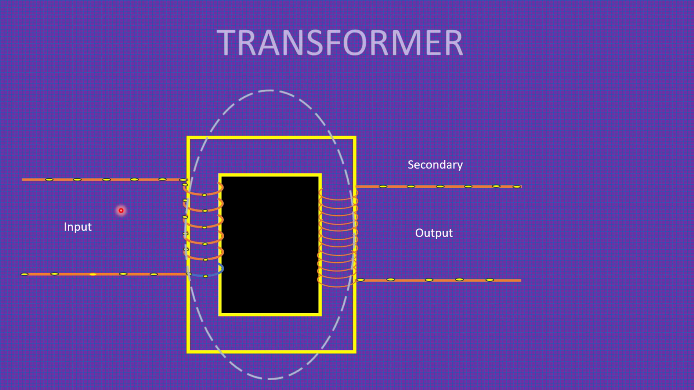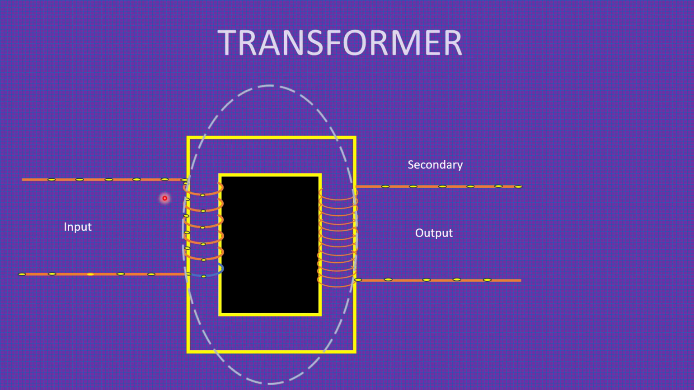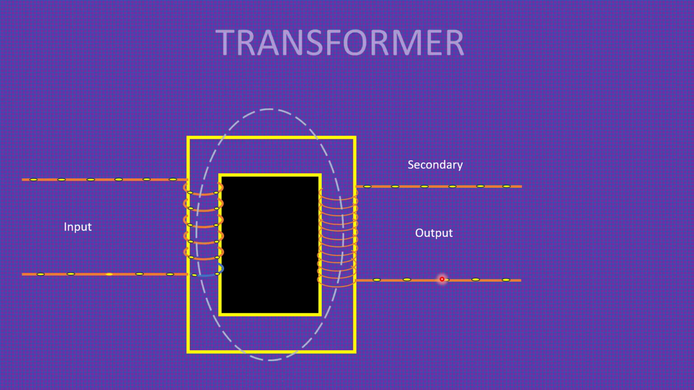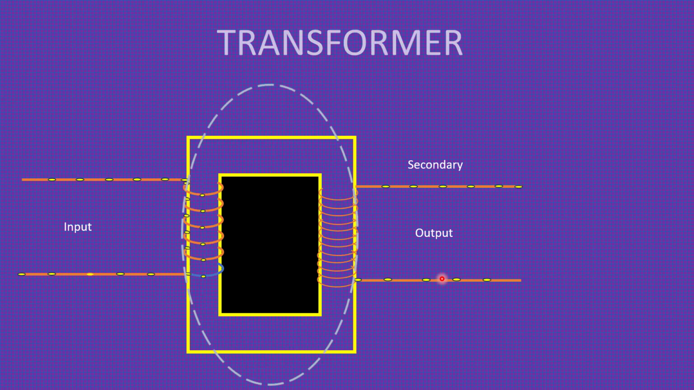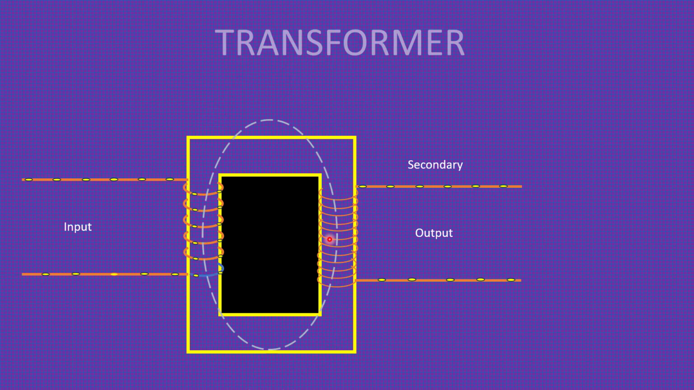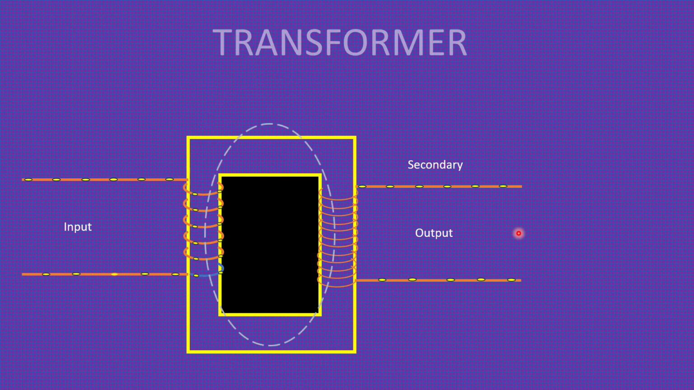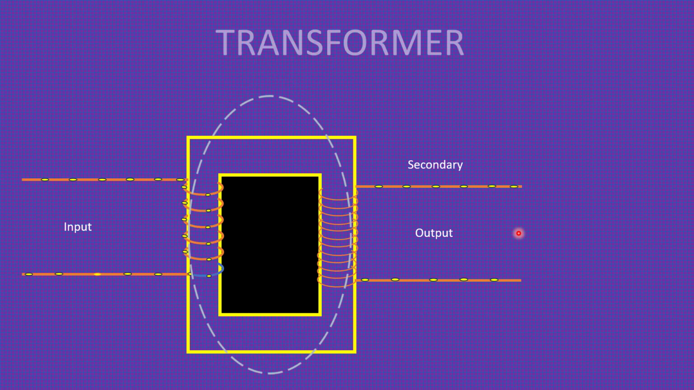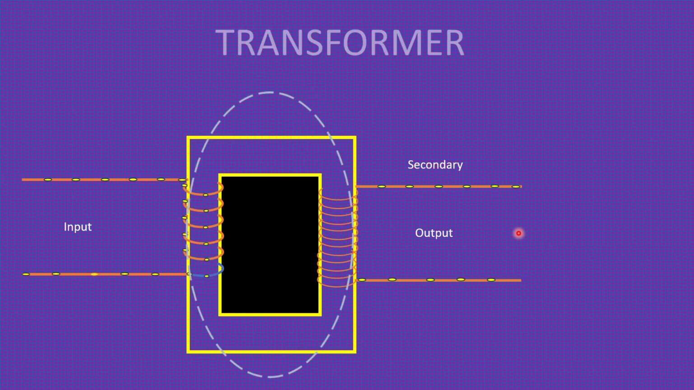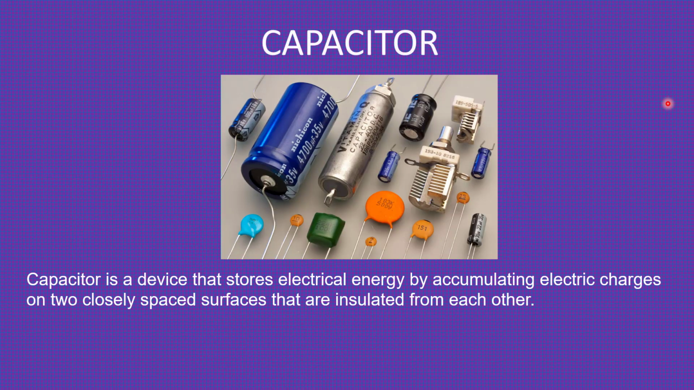If we apply an AC voltage, it will produce a magnetic flux. The magnitude and direction of this magnetic flux will change in every cycle or every half cycle. Because of this change in magnetic flux, an EMF will be induced in the secondary coil. So this is the basic working principle of a transformer. Transformer is a big subject. We are doing a separate series for the transformer. I'll provide the link in the description box. Please watch that also.